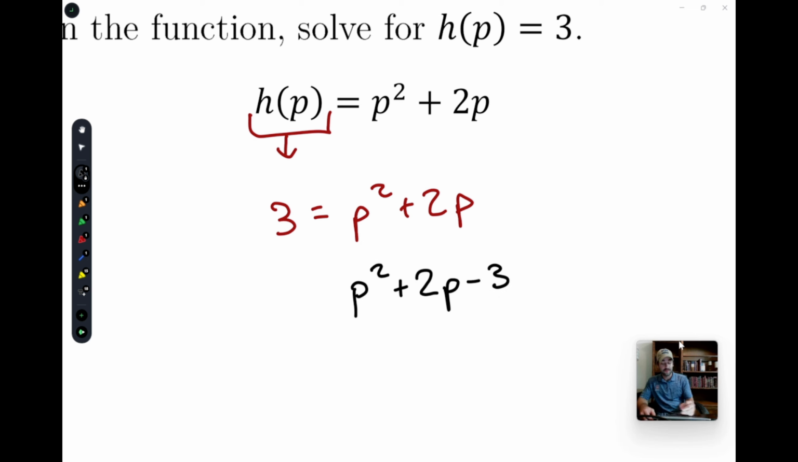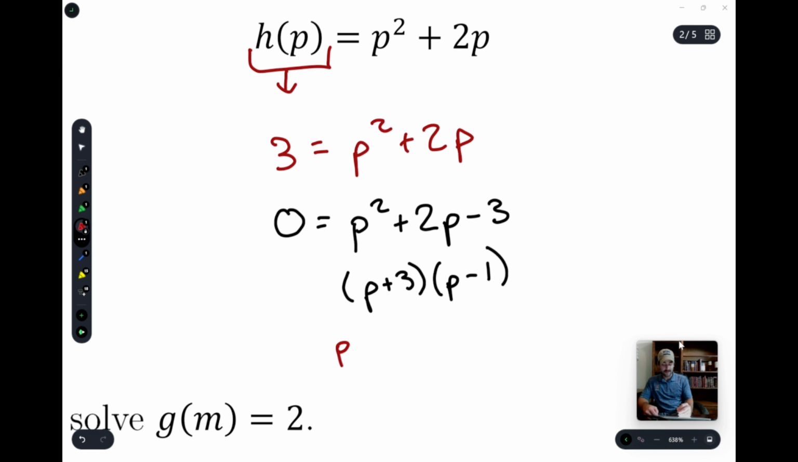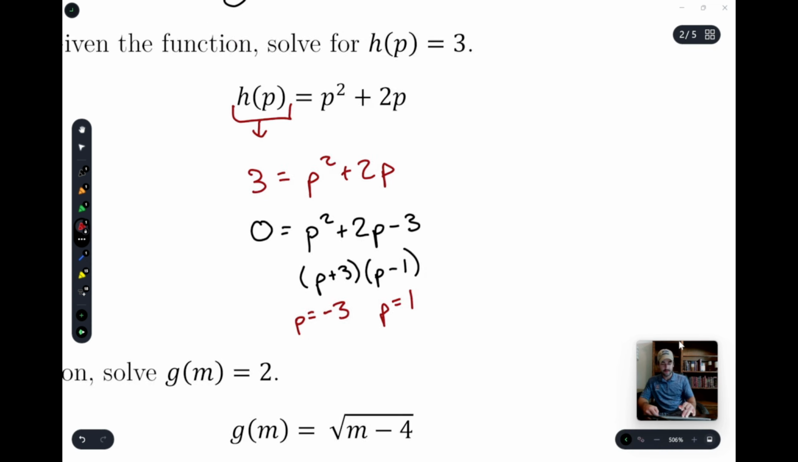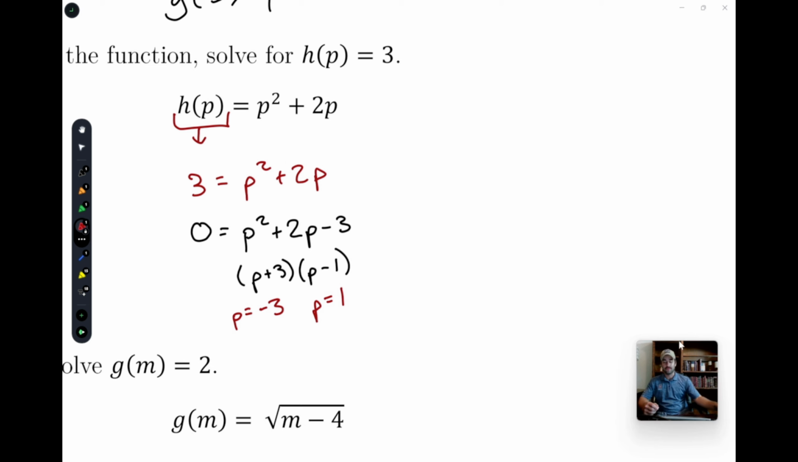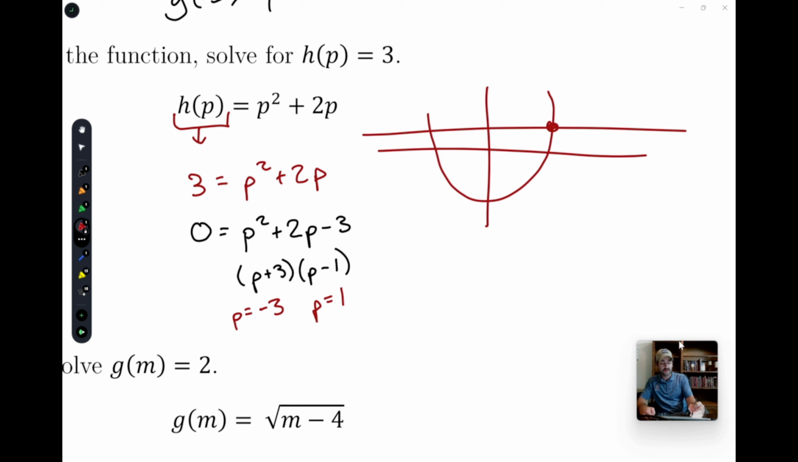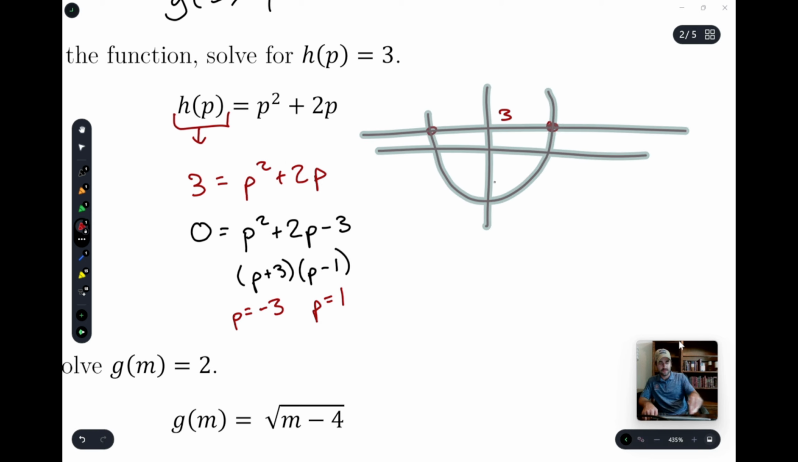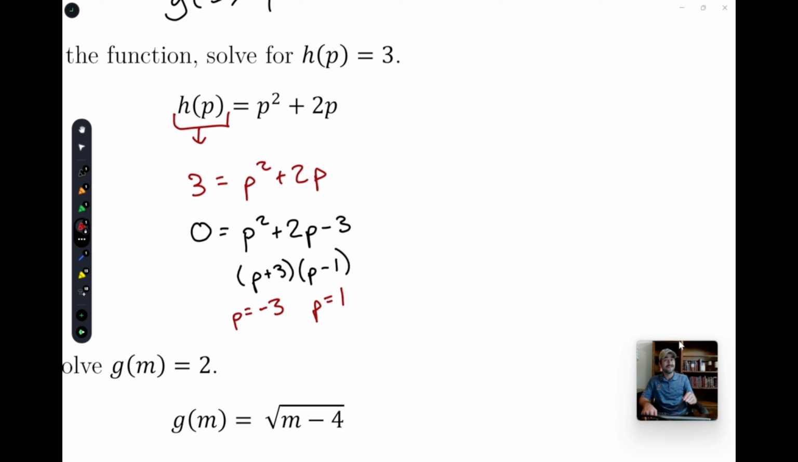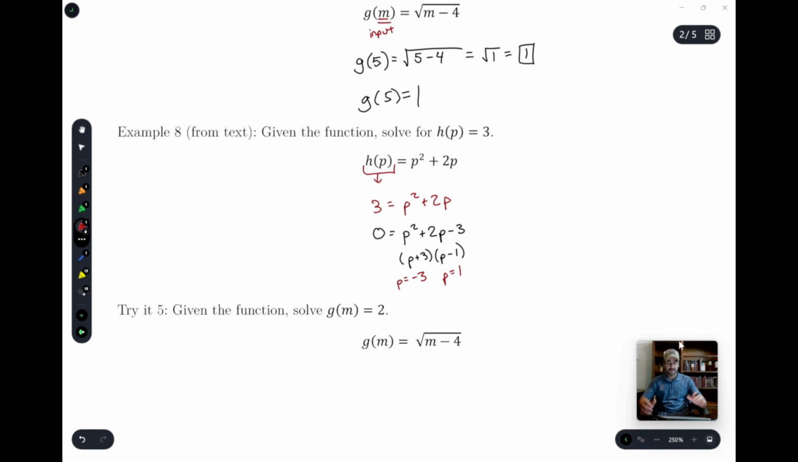I'm going to move the 3 over. I'm going to set it equal to 0. I'm going to factor it into a plus 3 and a minus 1. That works. And then I'm going to solve for my 2 inputs, which are p equals negative 3 and p equals 1. Am I allowed to have 2 inputs? Absolutely, I'm allowed to have 2 inputs. If you have any familiarity with the parabola, right? Are you allowed to have 2 different x values or p values at 3? Absolutely, you can have 2 x values. What you couldn't have is the opposite. You couldn't plug in a 3 and get 2 different things. All right, let's keep going.